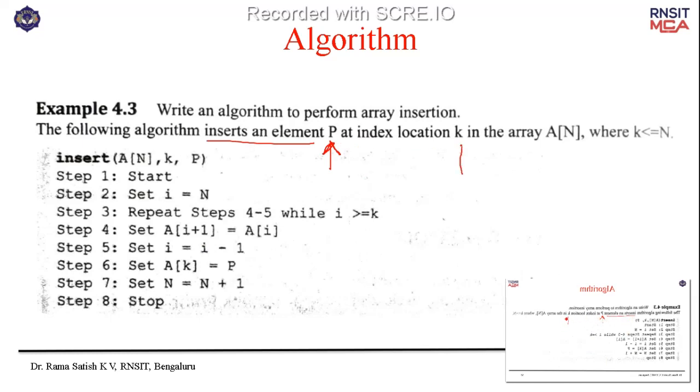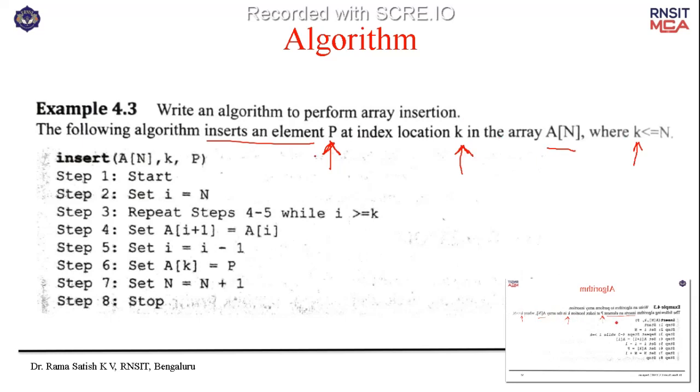K is your index location. So index location, index position is your K. So in the array A of n, where n is the size of the array, K should always be, that is, the inserting element position should be less than the total size of the array.